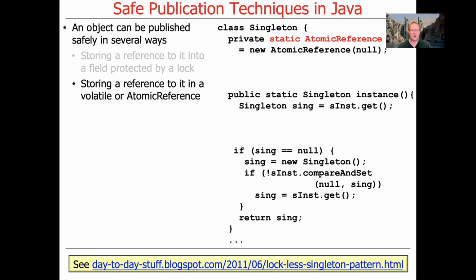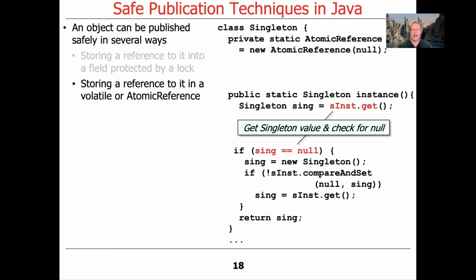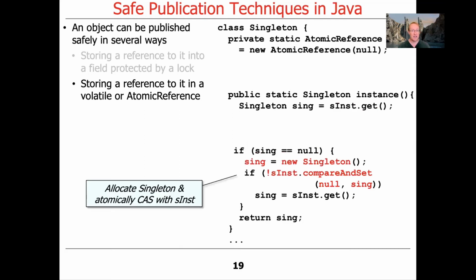What it does do is it creates a static atomic reference. And in this particular case, we have our atomic reference, and then we use the get method on the atomic reference, which will atomically get the value. And we check to see the first time in, the value will be null. And what we do then is if it's null the first time in, we make the new singleton.